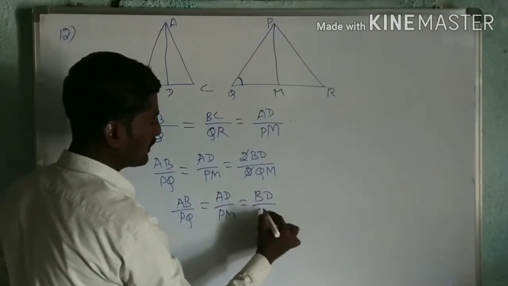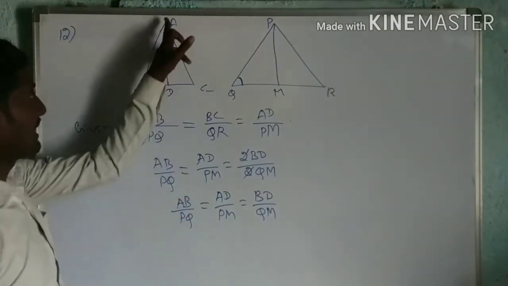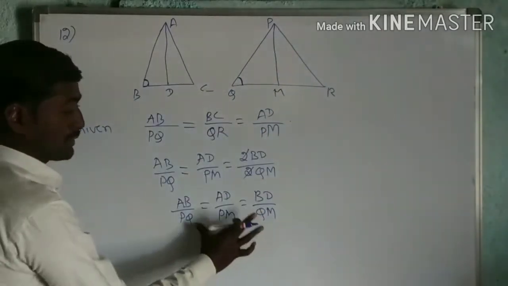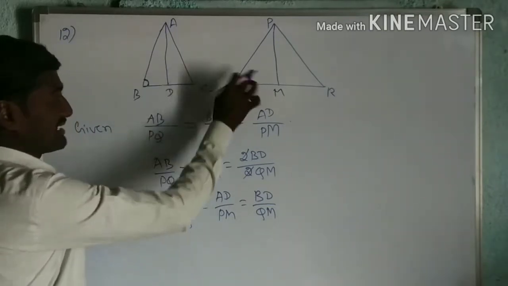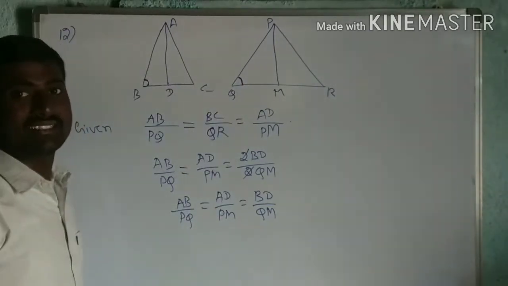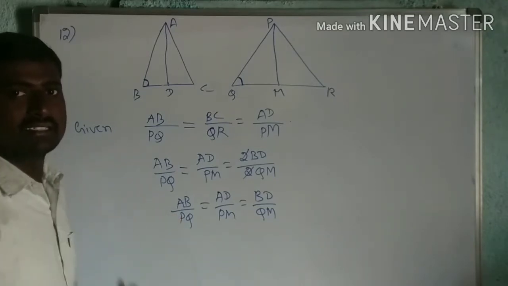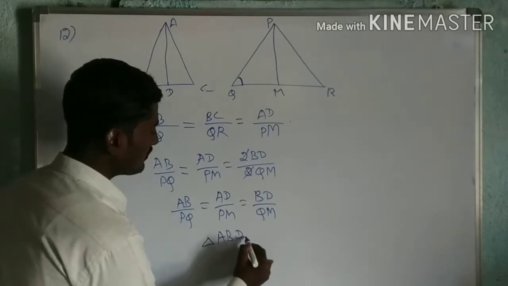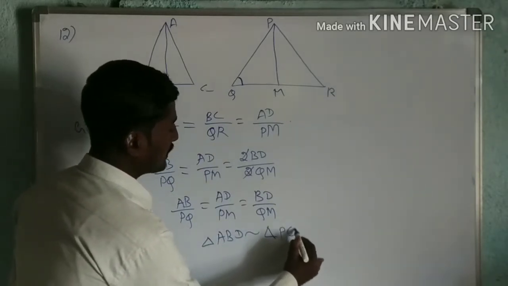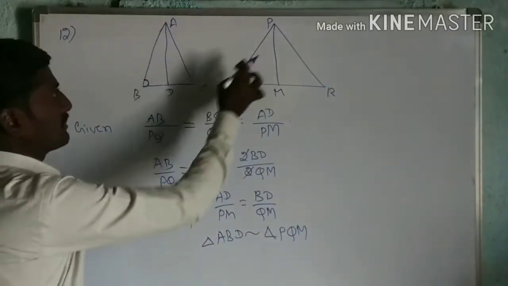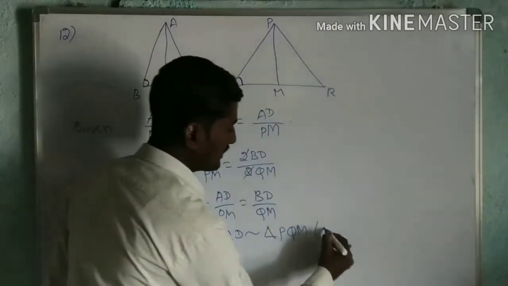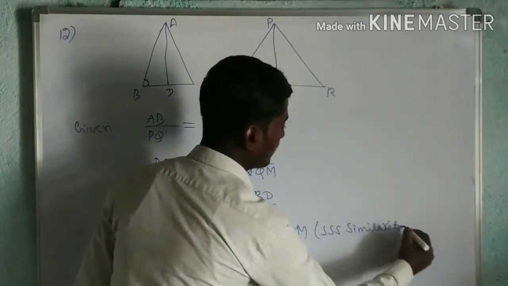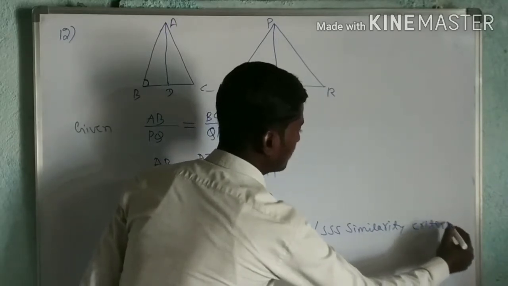BD divided by QM. Now in these two triangles ABD and PQM, all the sides are proportional to each other. By using the SSS similarity criterion, I can say that triangle ABD is similar to triangle PQM, because of the SSS similarity criterion.